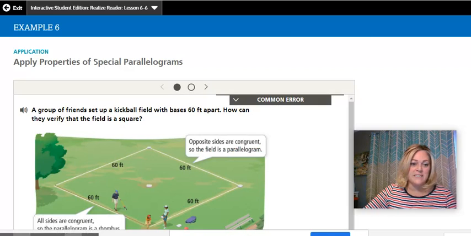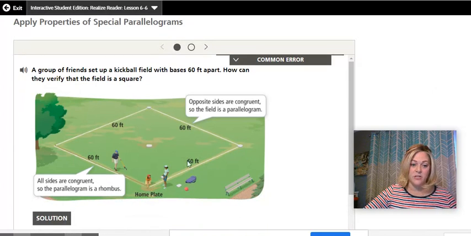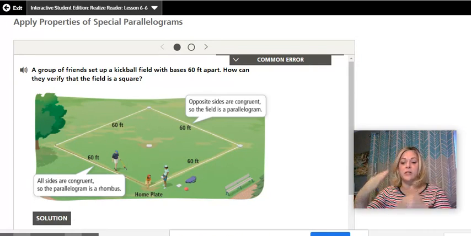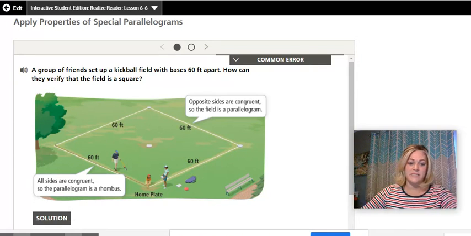A group of friends set up a kickball field with bases 60 feet apart. How can you verify that this field is a square? So think about squares. First of all, you have all 4 sides congruent. So that's great. Opposite sides are congruent, which means it's a parallelogram. So all sides are congruent, so it's a parallelogram. It's a rhombus. So it tells you all those things. But how do we show that it's a square?